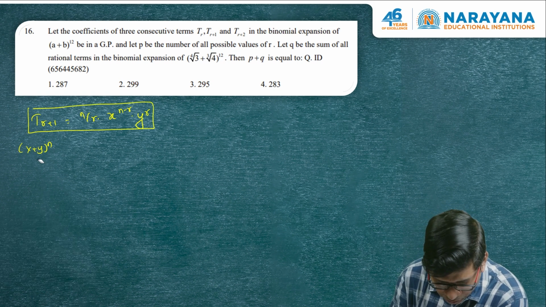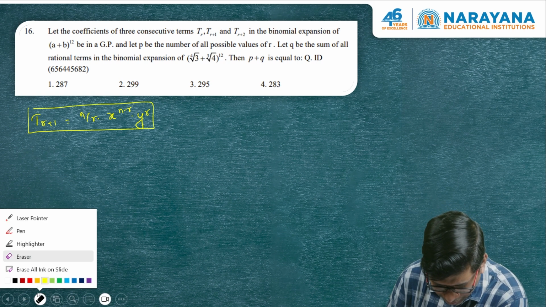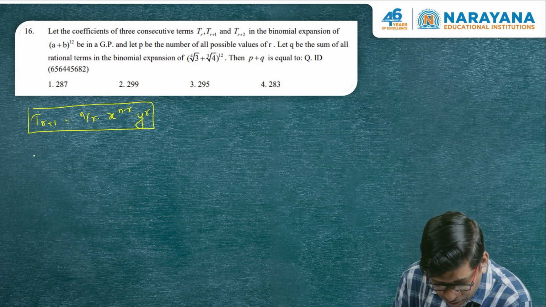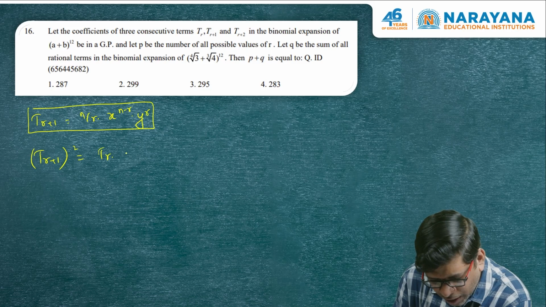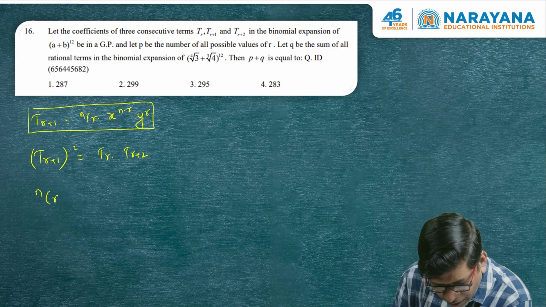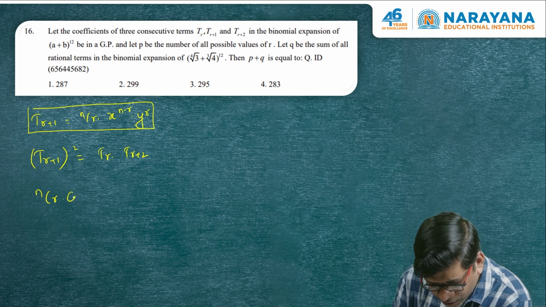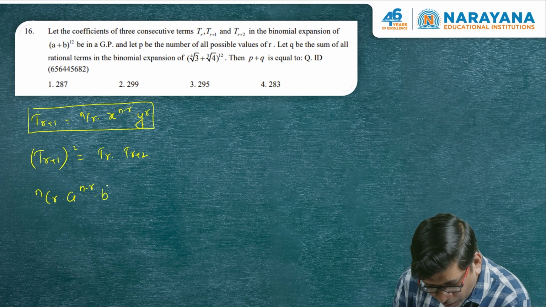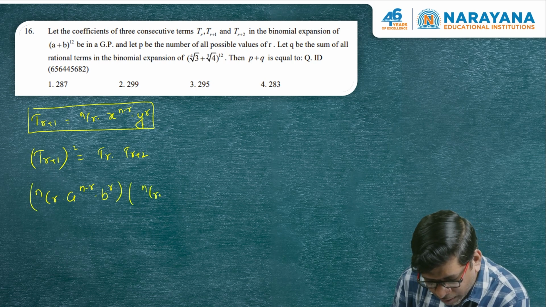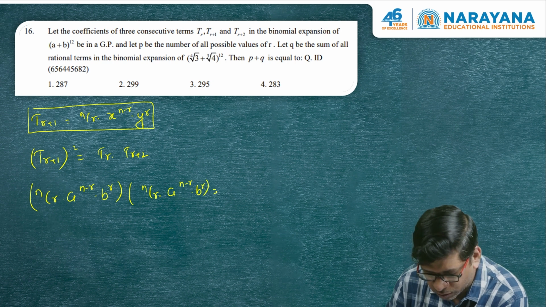Now the same thing they are using here. What they are saying is T(r+1) and T(r+2) are in GP. It means T(r+1) whole square equals T(r) into T(r+2). What is T(r+1) whole square? nCr, first term power n minus r, second term power r, and its whole square. The same should be multiplied with nCr, first term power n minus r, second term power r, equals to.